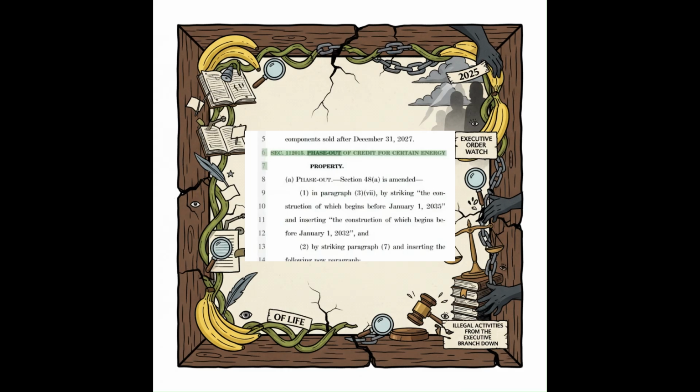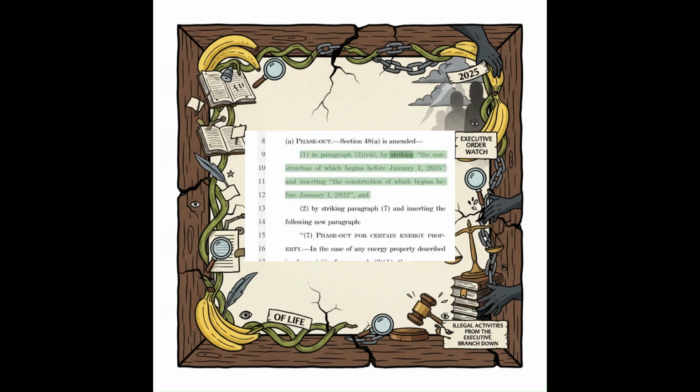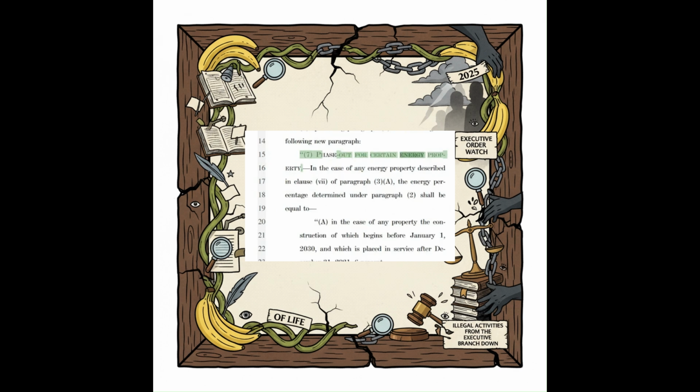Section 11201(5). Phase out of credit for certain energy property. Section 48 is amended. In paragraph, by striking "the construction of which begins before January 1st, 2035" and inserting "the construction of which begins before January 1st, 2032", and by striking paragraph and inserting the following new paragraph. Phase out for certain energy property.